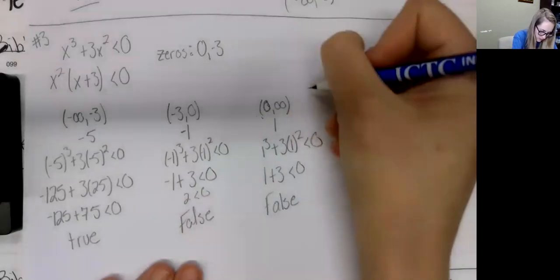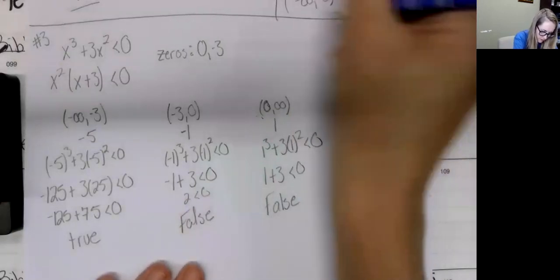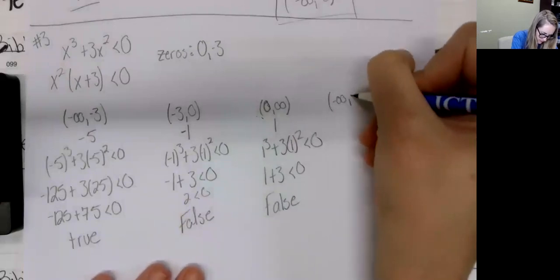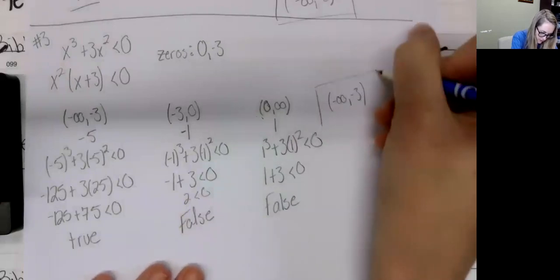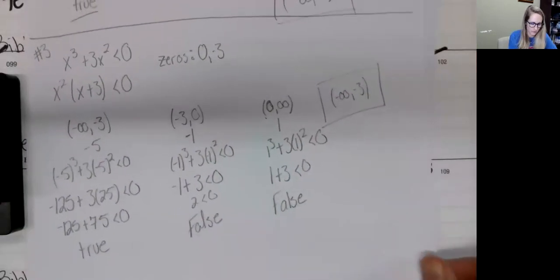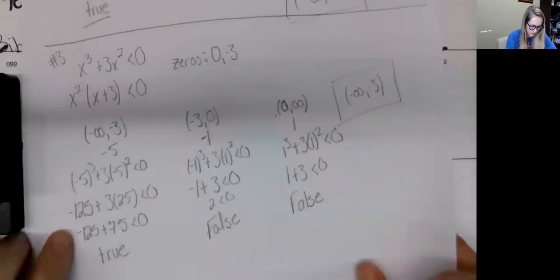So my answer on this one would be, I'm going to box that one up there too. Negative infinity to negative 3, because that was the only one that was true. And I'm going to go ahead and write that over here.